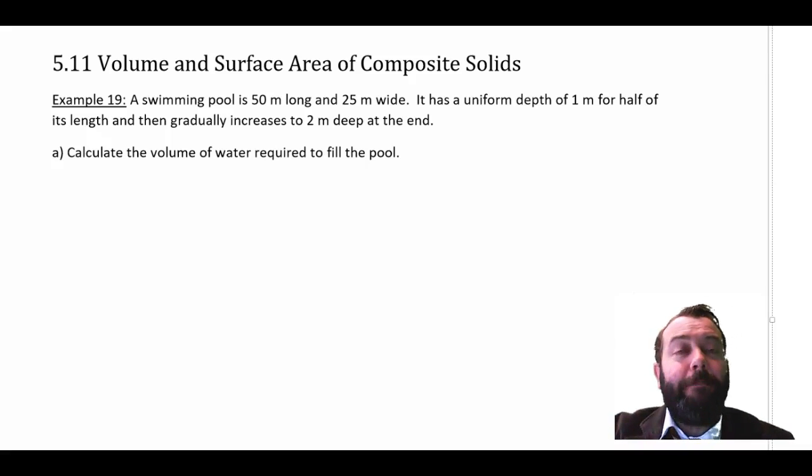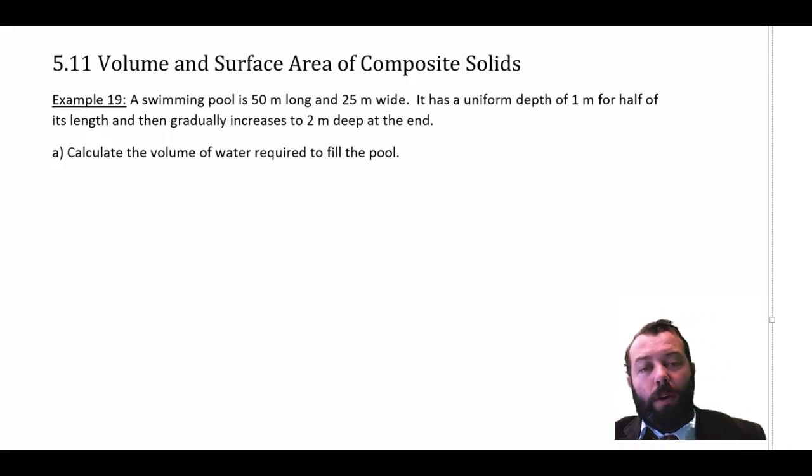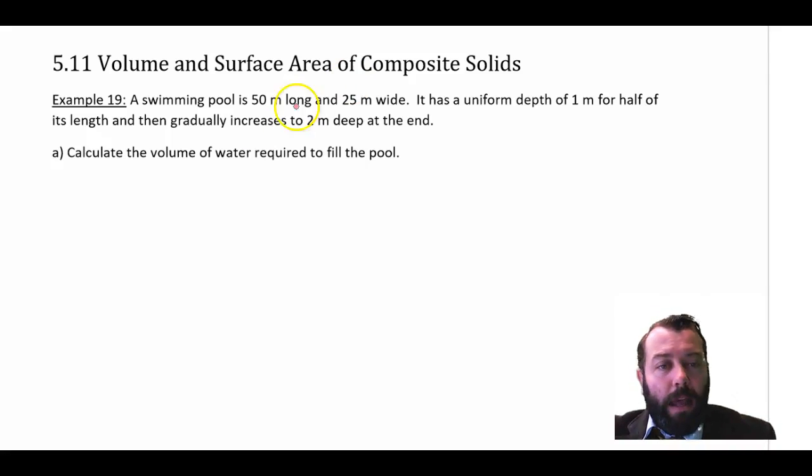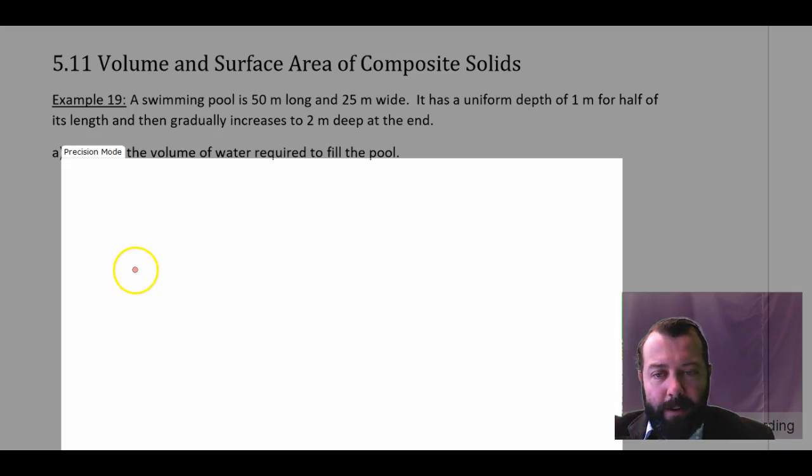Anyway, we have a volume question to do here, and I don't have a diagram. So let's read the question carefully, and I think we'll draw a diagram. A swimming pool, it's 50 meters long, 25 meters wide. Sounds regular enough. Okay, but what's happening here? It has a uniform depth of 1 meter for half its length, and then gradually increases to 2 meters deep at the end.